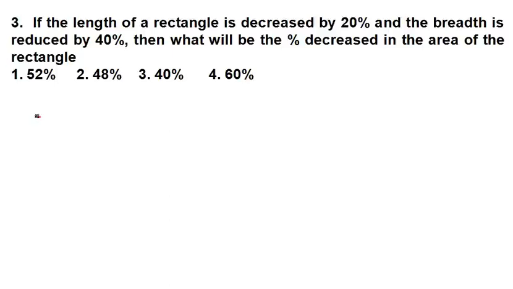Now tell me, what is the fractional form of 20%? 1/5. And what is the fractional form of 40%? 2/5. Fine. So method 1. Length into breadth equals area. Length got decreased, breadth also got decreased. So it is asking area got decreased by how many percentage.